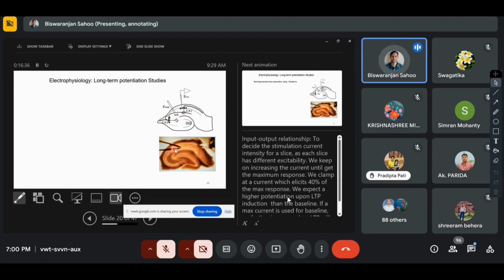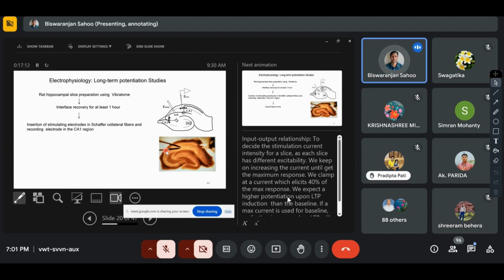I use a bipolar tungsten electrode to stimulate those fibers and record from CA1. I was recording extracellularly, not intracellularly. When you record extracellularly, you use a glass pipette with a silver electrode inside. The rat hippocampus was sectioned into what we call a slice, not a section, because it's a little thicker, and it was incubated for 1 hour. Then we insert the electrode at the Schaffer collateral pathway and record from CA1.